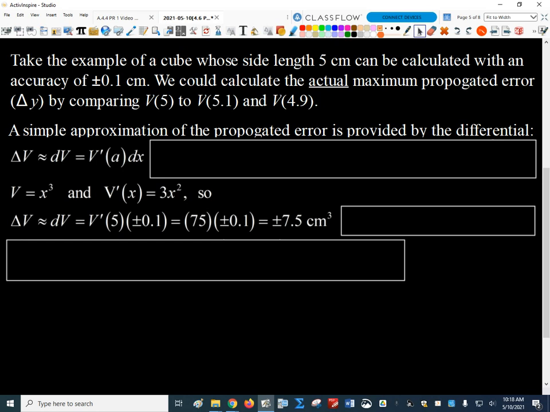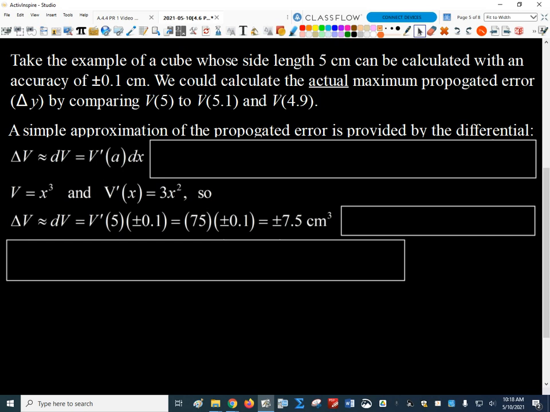And so if we wanted to do a really rigorous analysis, we would have to calculate the volume at 5.1, calculate the volume at 4.9, and see which one changed the calculated volume by the most, and that would be our maximum propagated error. That's kind of a lot of stuff to do though, right? So instead, we could do a quick and easy approximation using differentials and just get one number very simply, rather than having to go through and compare all these other calculations, okay?